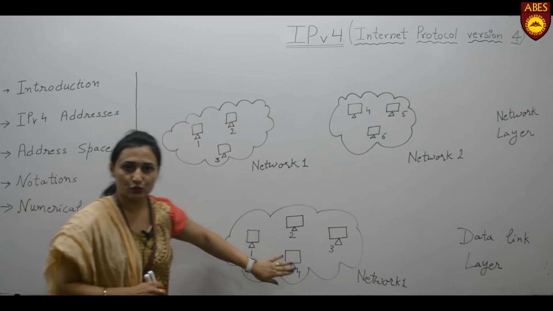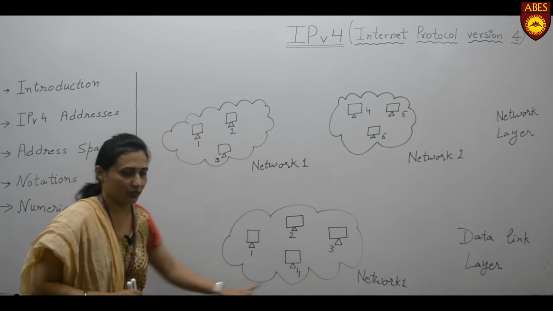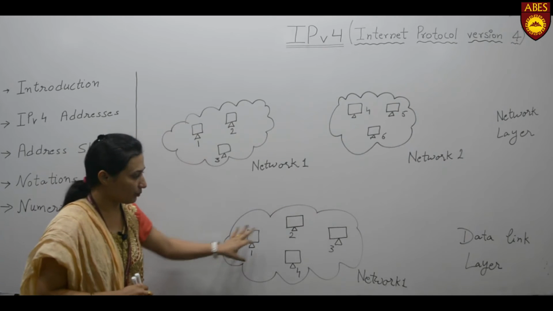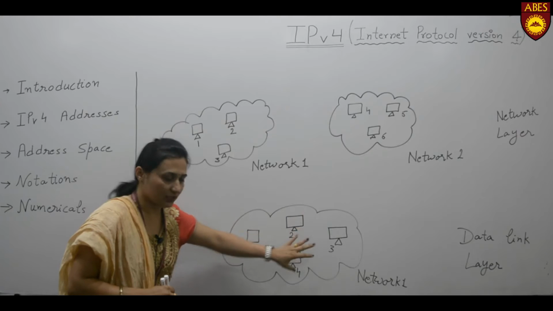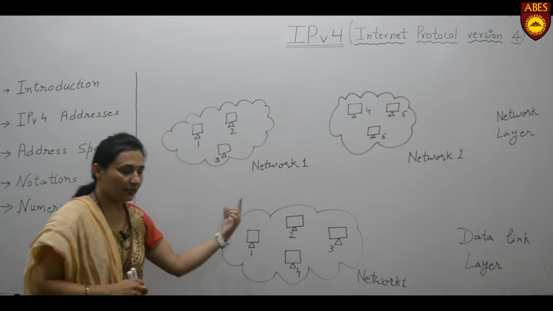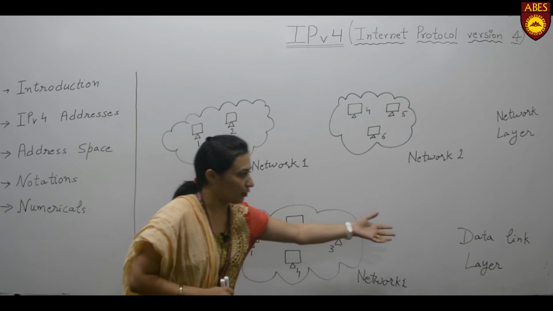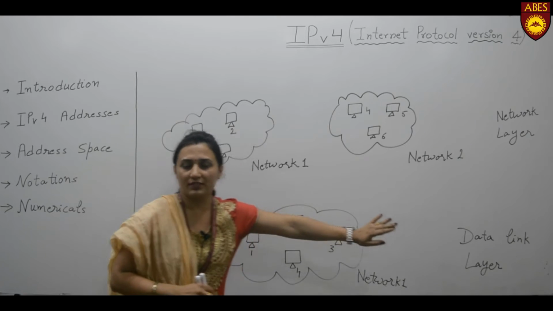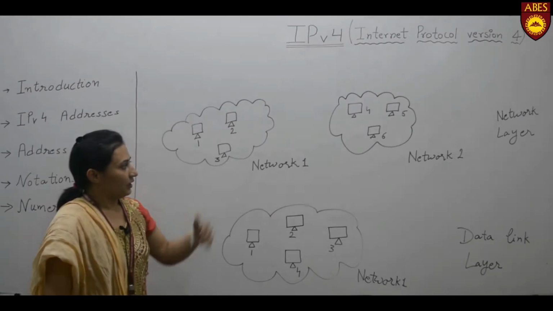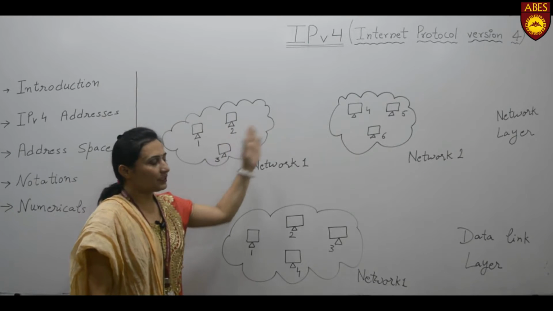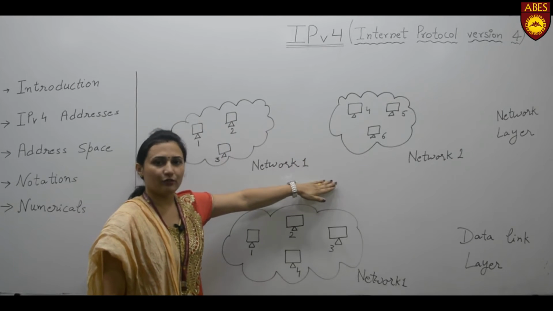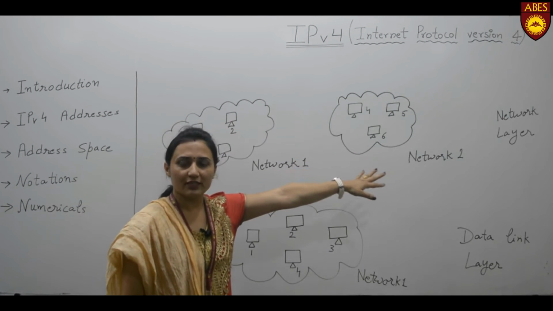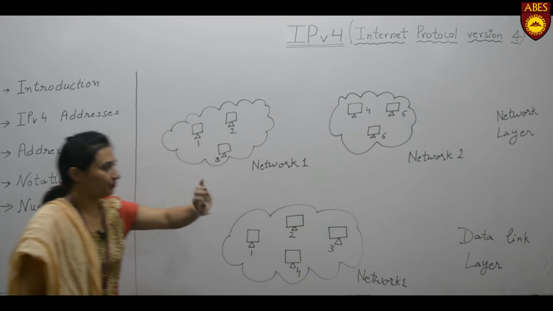And if data is to be transferred within the same network, where there is a single network and a number of systems, then data can be transferred with the help of the data link layer of the TCP/IP protocol suite. If data is to be transferred between different networks, that can be done with the help of the network layer of the TCP/IP protocol suite.